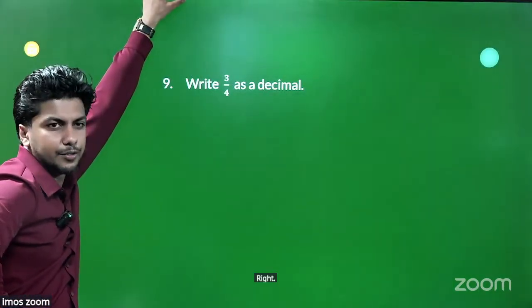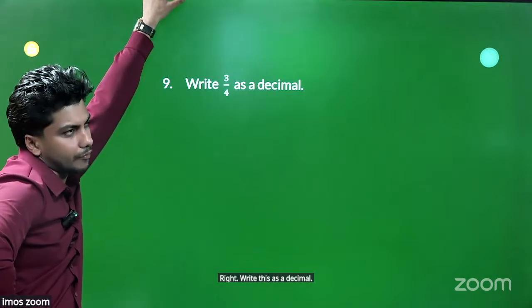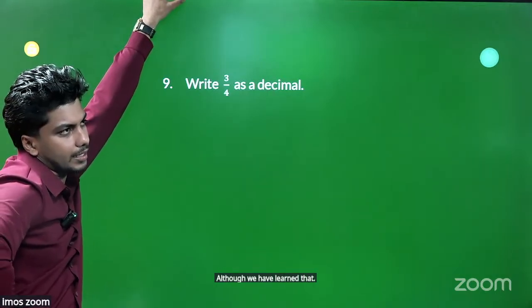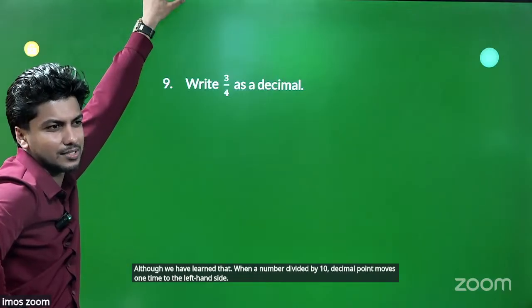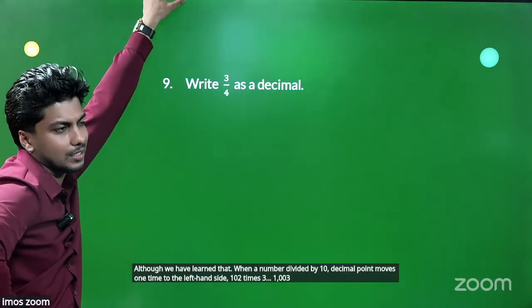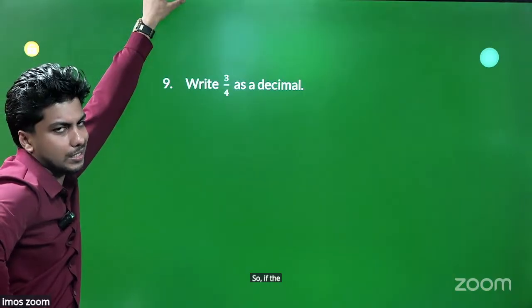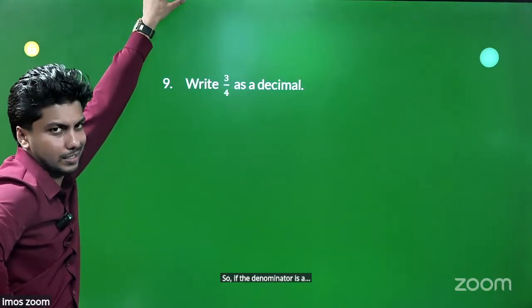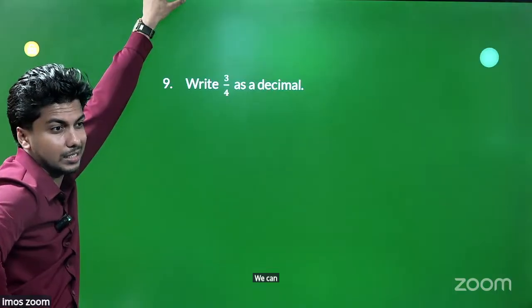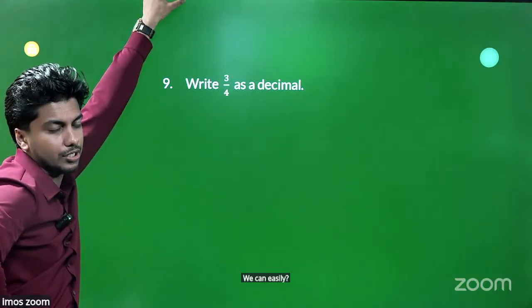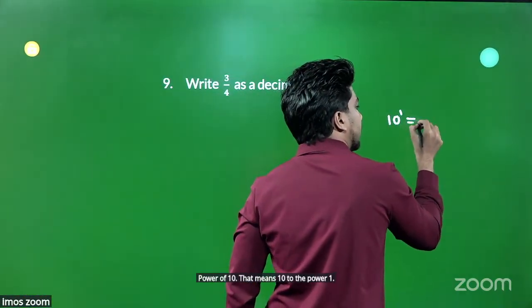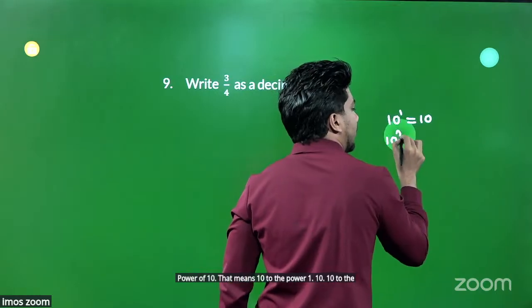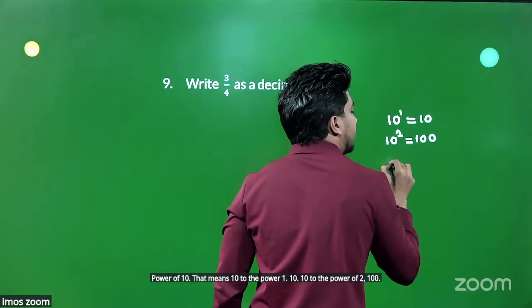Write this as a decimal. We have learned that when a number is divided by 10, the decimal point moves one time to the left, by 100 two times, by 1000 three times. So if the denominator is a power of 10, we can easily convert the fraction to a decimal. Power of 10 means 10 to the power 1 is 10, 10 to the power 2 is 100, 10 to the power 3 is 1000.